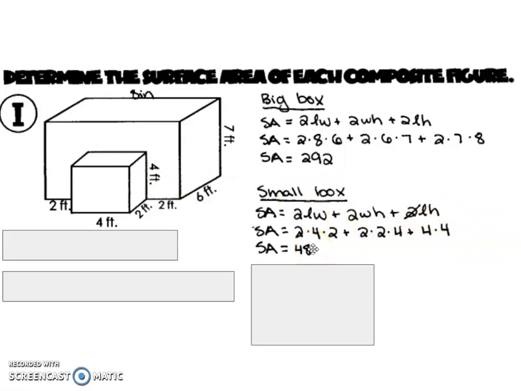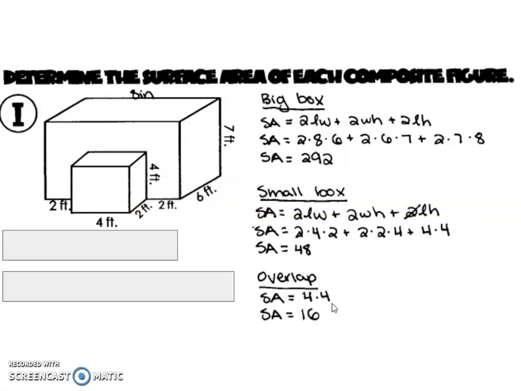And then the last piece that we have to take care of is our overlapping section. Already, when I found my big box surface area, I did count the piece that's hidden behind this little box. So in order to take care of that, I'm going to find the area of that shape. That shape gives me a rectangle or a square. So I'm just doing 4 times 4, and just right underneath my box is 16.